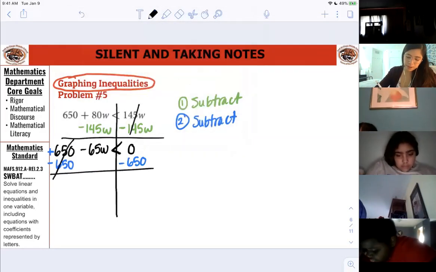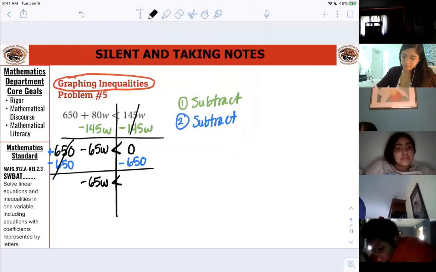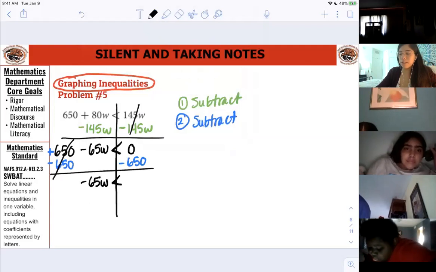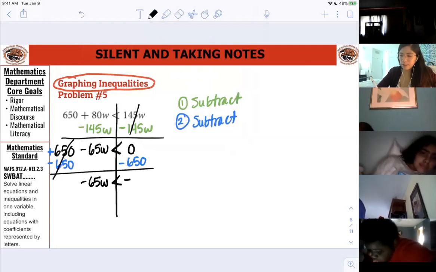So now I'm left with negative 65W is less than what? 650. So I subtracted it, so is it going to be positive or negative? Negative. You got it. Now we're back to looking like a normal equation, right? Now we're good. We got one more step. What do I do in my last step?